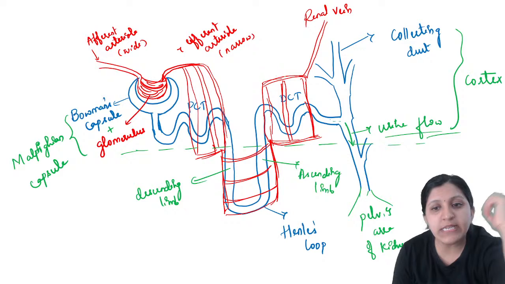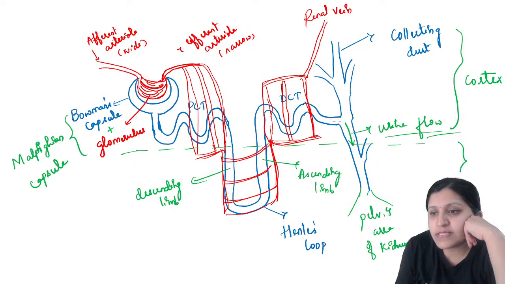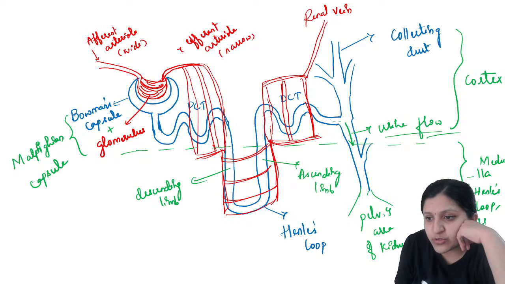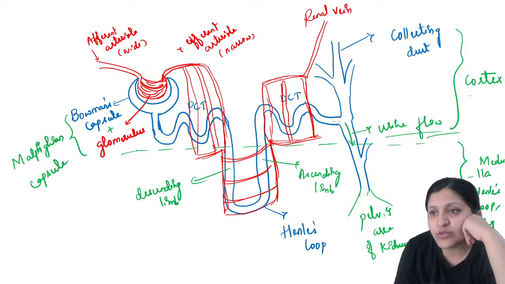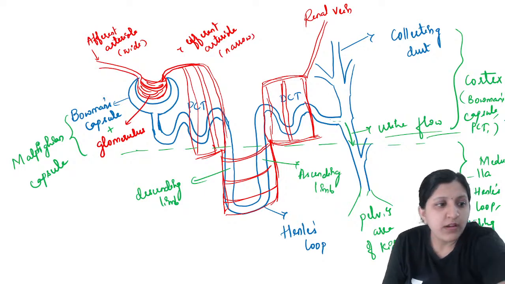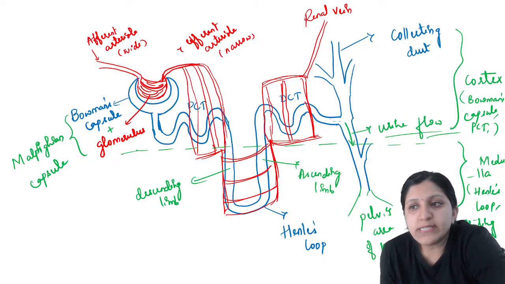We can also notice a DCT, and this part comes under the medulla region. In the medulla region we can find the Henle's loop as well as the collecting duct. This one is actually the collecting duct over here. On the other side, in the cortex we can find the Bowman's capsule, including the Malpighian body, the PCT, and DCT. I'll just write PCT over here. All these are present in the cortex.